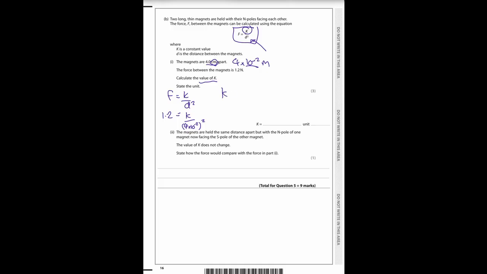So I'll rearrange this to say K equals 1.2 times 4 times 10 to the minus 2. And I'm going to just put the numbers in my calculator, write the full answer. So it's like 0.00192. And then I'm going to round to 2 significant figures. So 2 significant figures here would be 0.00. So these noughts don't count as significant figures. That's the first significant figure. And now that's the second significant figure. Okay, that's fine. I've rounded that properly.